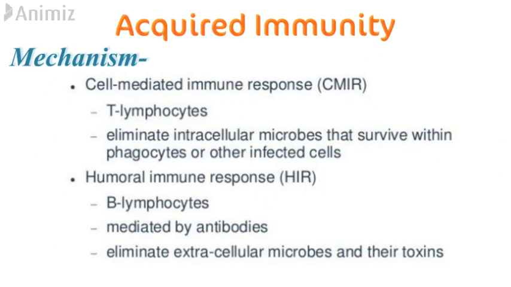Now let's see the mechanism involved in acquired immunity. The first one is the cell-mediated immune response, which involves T lymphocytes and eliminates intracellular microbes that survive within the phagocyte or infected cells. And the second one is the humoral immune response, which involves B lymphocytes and is mediated by antibodies and eliminates extracellular microbes and their toxins.